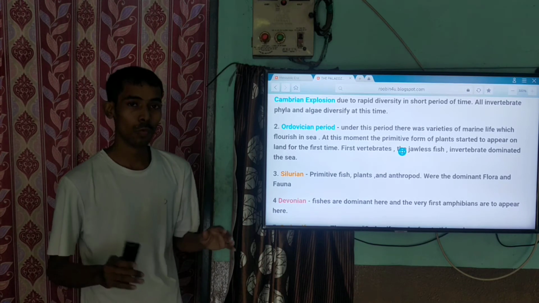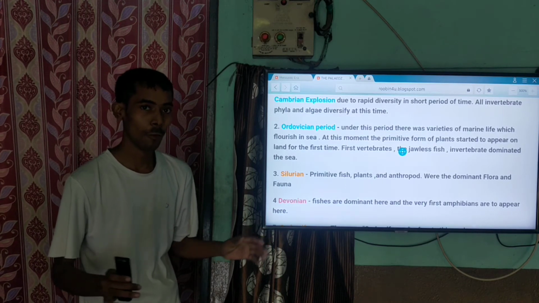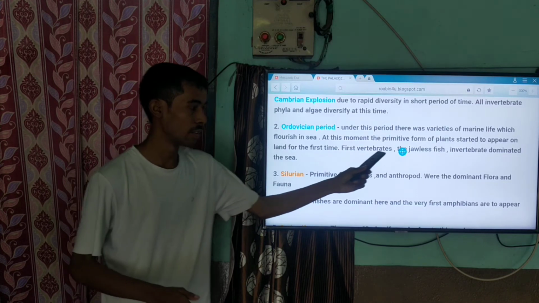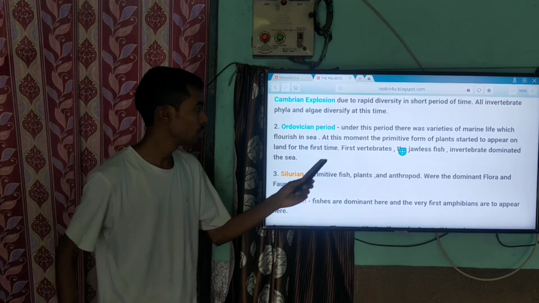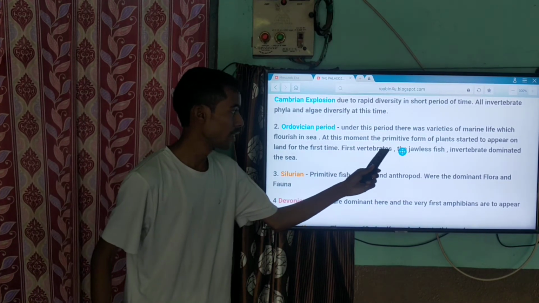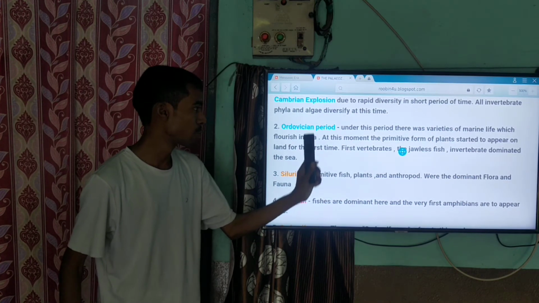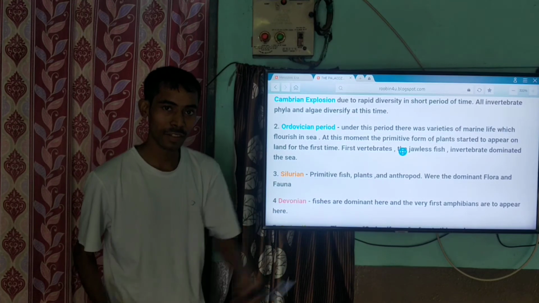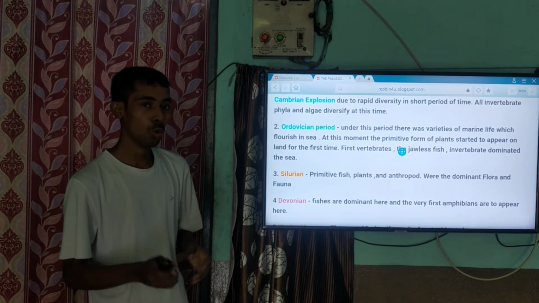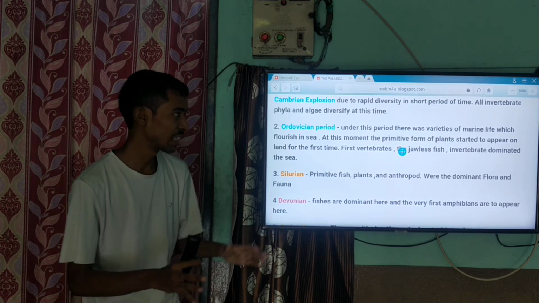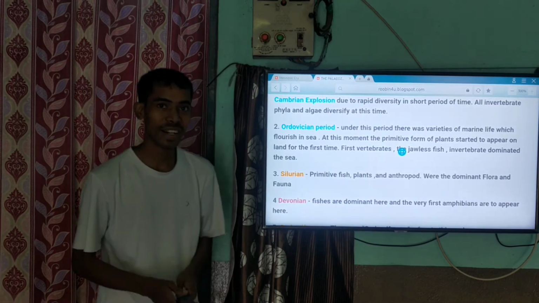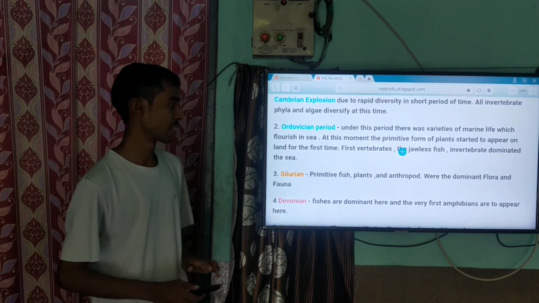Now, what are the main flora and fauna found under this period? The very first vertebrates, which have a backbone, you will see under this period. Apart from that, you will see jawless fish. Now, who was dominating the sea? It was the invertebrates who were dominating the sea under this period.